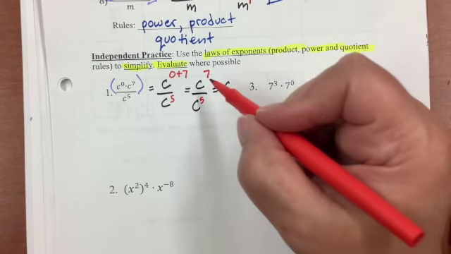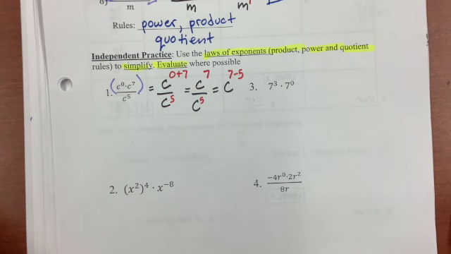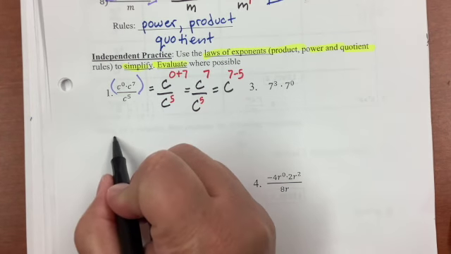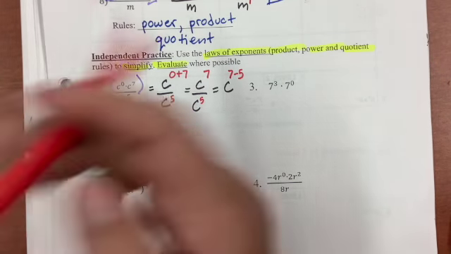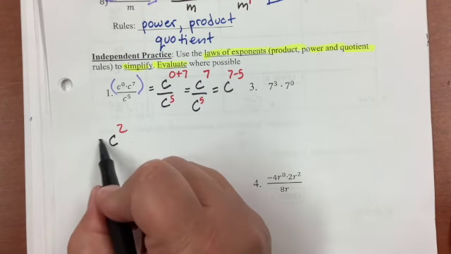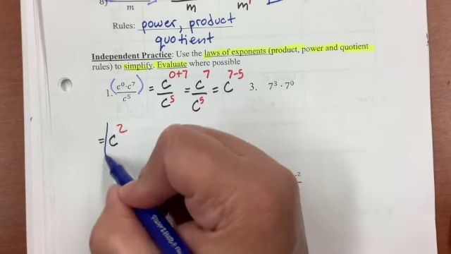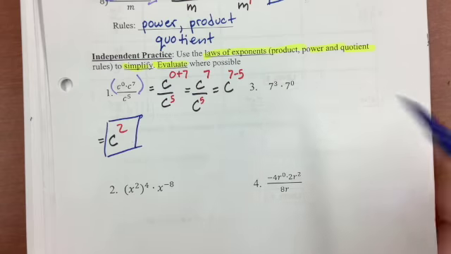I'm going to subtract 7 minus 5. Okay, and now 7 minus 5, I get c squared. I can't evaluate that because I have a variable. You cannot evaluate with a variable.